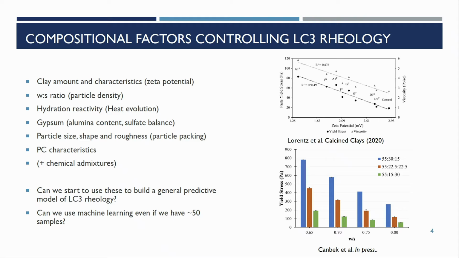Certainly as we increase the amount of water present in the paste, we see a decrease in the yield stress. That makes sense. The greater the relative proportion of clay, so 30% is in blue versus 15% is in green, we see an increase in the yield stress. That also makes sense. So all these factors are important. And the question is, how can we build a general predictive model for LC3 rheology? We'd actually like to be able to use machine learning, but we're only going to have 50 samples. Is that even possible?